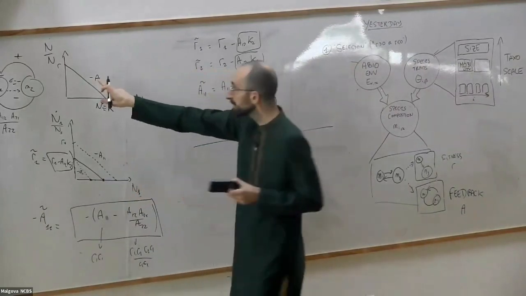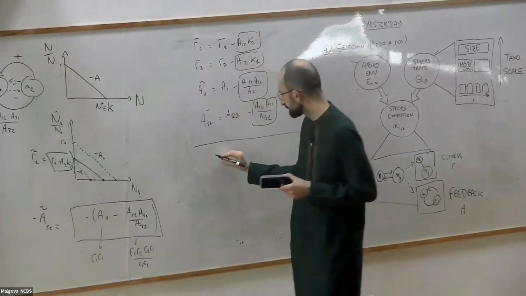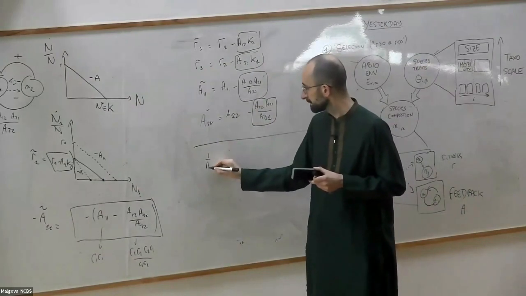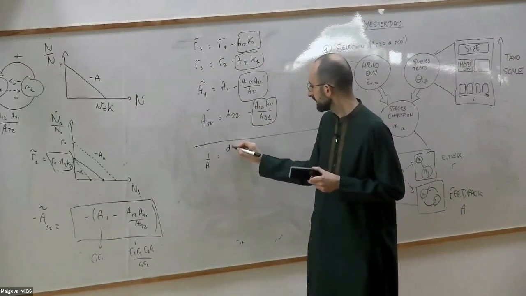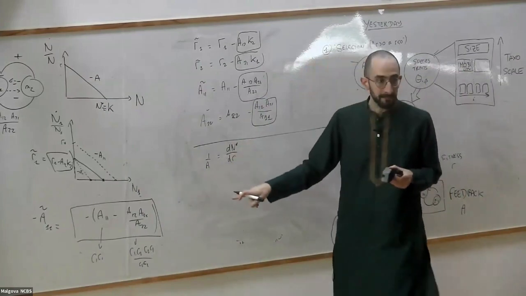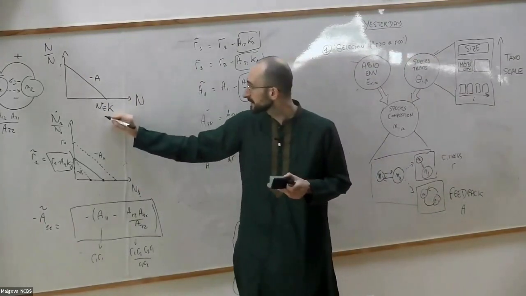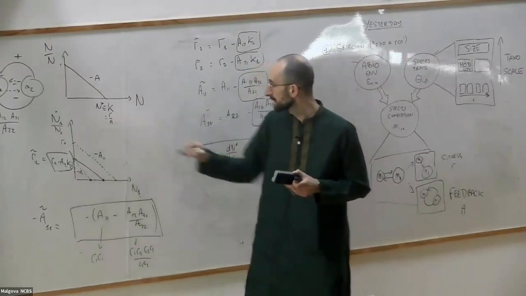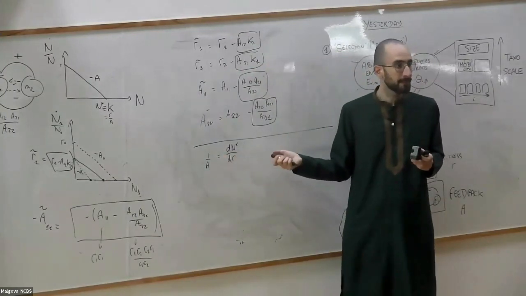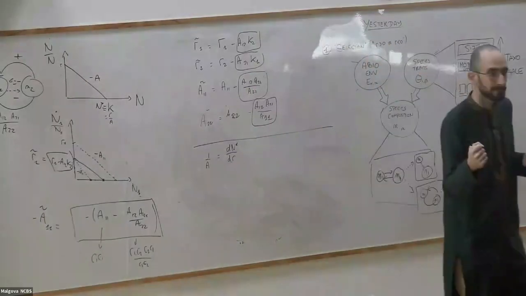If you think about this very same plot, in fact, you can also think of 1 over A as dn star over dr. 1 over A, it's easy to solve, right? If you compute n star, you would check that this is r over A, which means that 1 over A is how much the equilibrium abundance of that species will change if you change its fitness, right?